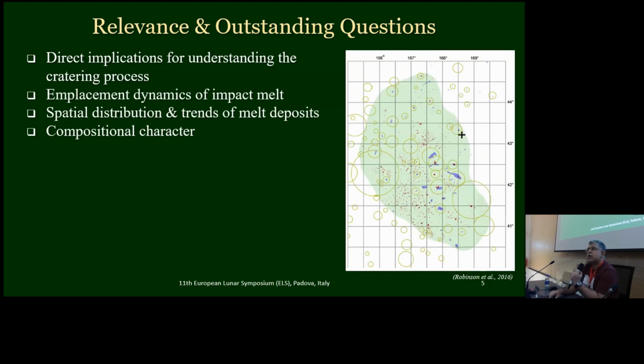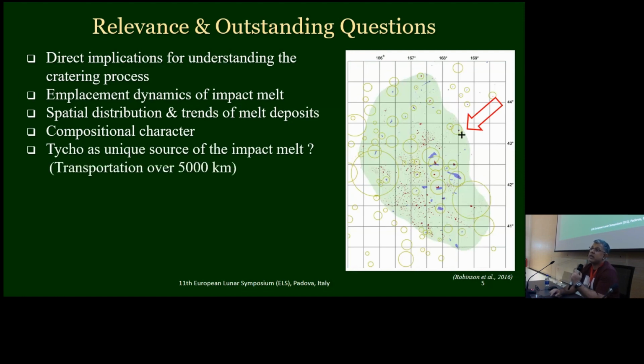Another aspect is their composition. If impact melt is produced at one crater, then the same melt composition should be present at another location where that impact melt has been deposited. This arrow points to the antipode location, and you can see that the deposits are huddled around that. So the question is, is Tycho the unique source of the impact melt deposit, or are there other things that we need to consider, given that this would involve transportation of material in excess of 5,000 kilometers?